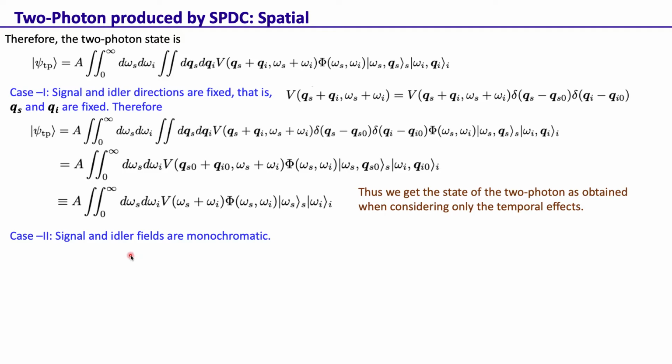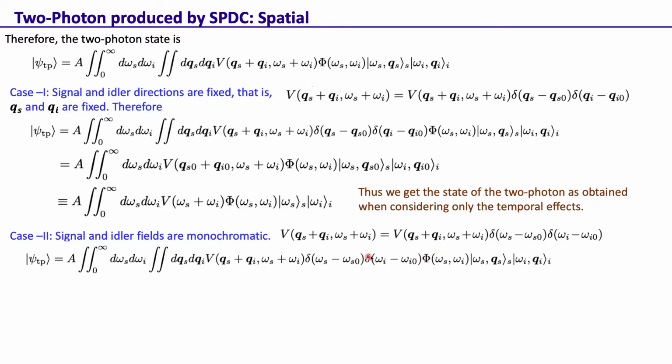Now we can also take the second case, where the signal and idler fields are actually monochromatic. In that case, this V of qs, qi quantity we can write like this, where omega s, the signal frequency, takes a single value omega s naught, that's monochromatic, and omega i is omega i naught. When we substitute it in here and integrate over this delta integral, we obtain this expression for the two photon state.